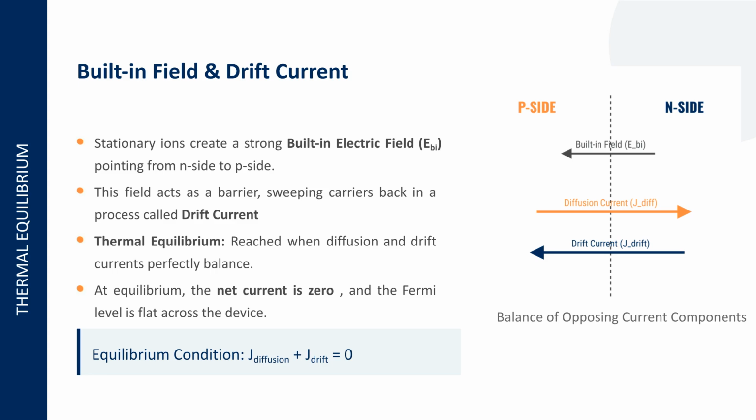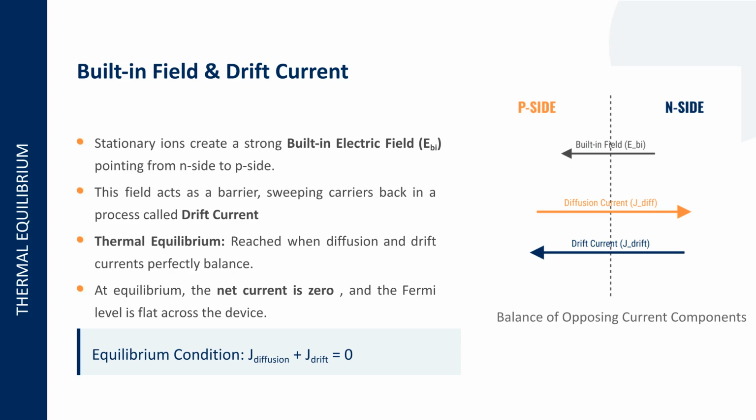Because these stationary ions have been stripped of their mobile charge carriers, this interface region is now effectively empty of free electrons and holes. We call this the depletion region, or the space charge region. This exposed wall of positive and negative ions creates a strong, built-in electric field that points from the n side toward the p side. This electric field acts as a massive physical barrier.